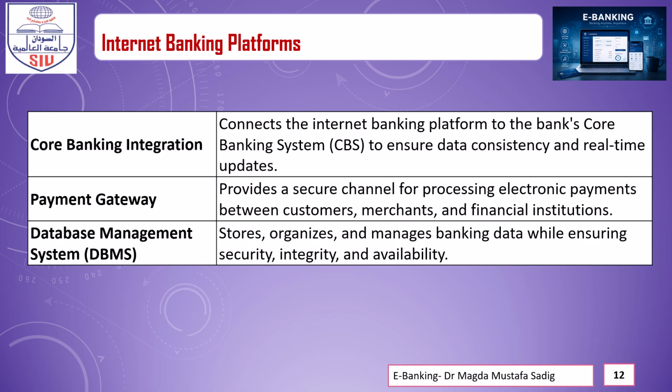One of the most important characteristics of the transaction processing engine is real-time processing. The fourth component is integration. You may remember from our earlier discussion that the core banking system is the heart of the bank. The internet banking platform does not store banking information independently. Instead, it communicates continuously with the core banking system. Whenever a customer performs any transaction online, the internet banking platform sends the request directly to the core banking system. This eliminates inconsistencies and ensures that customer records remain synchronized across every banking channel.